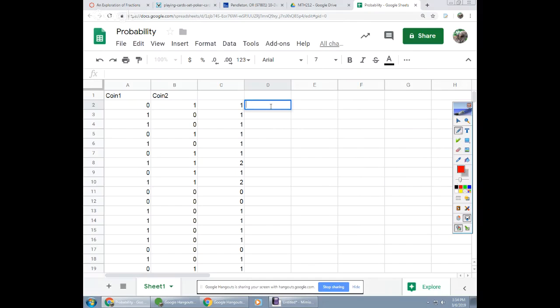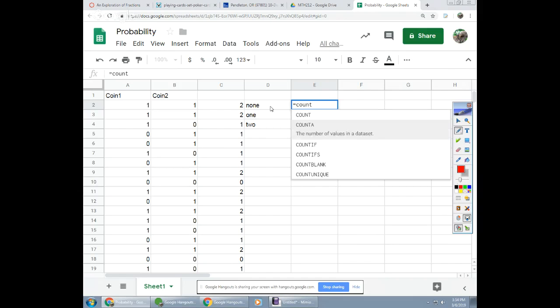So let's see, I got none, 1, and 2 heads. Those are the possibilities. Okay. So equals, I'm going to count if, let's see, that's what I want to do.